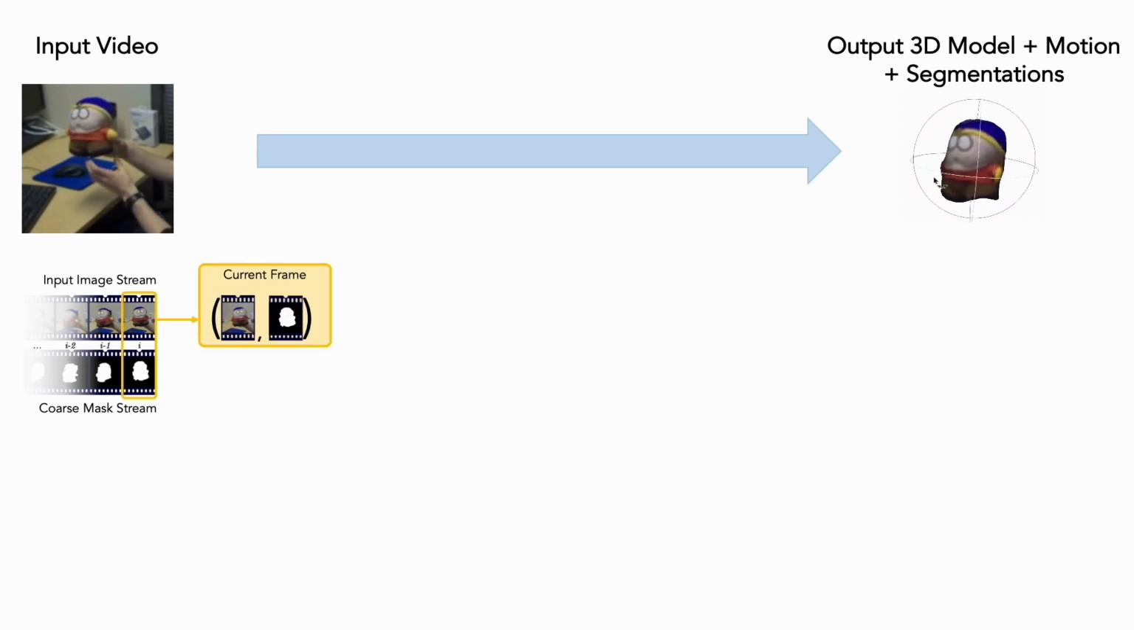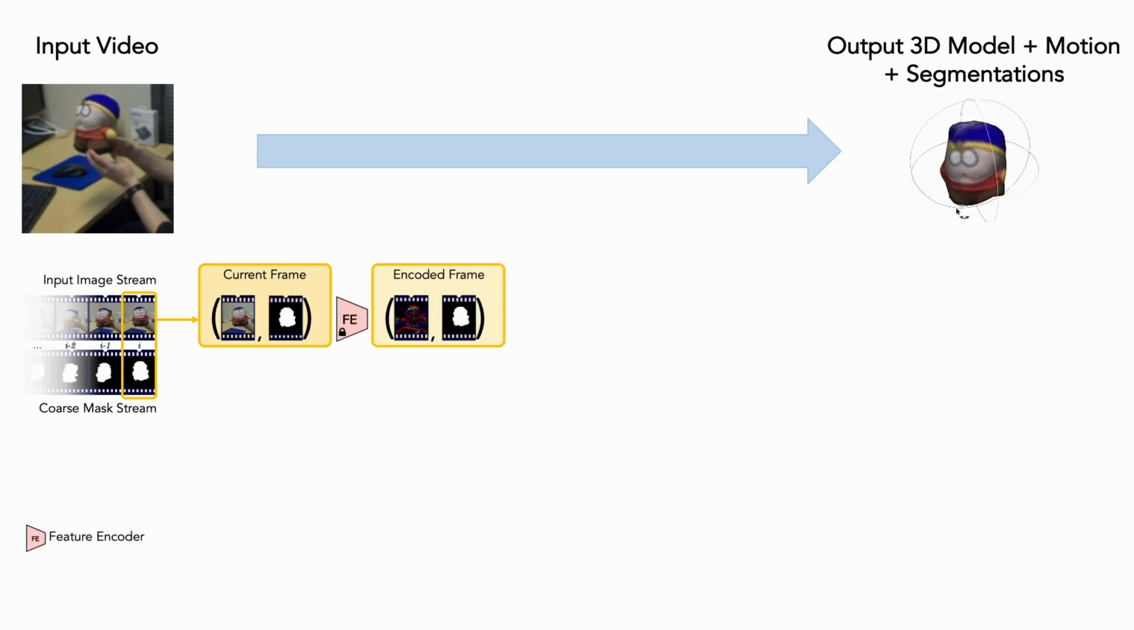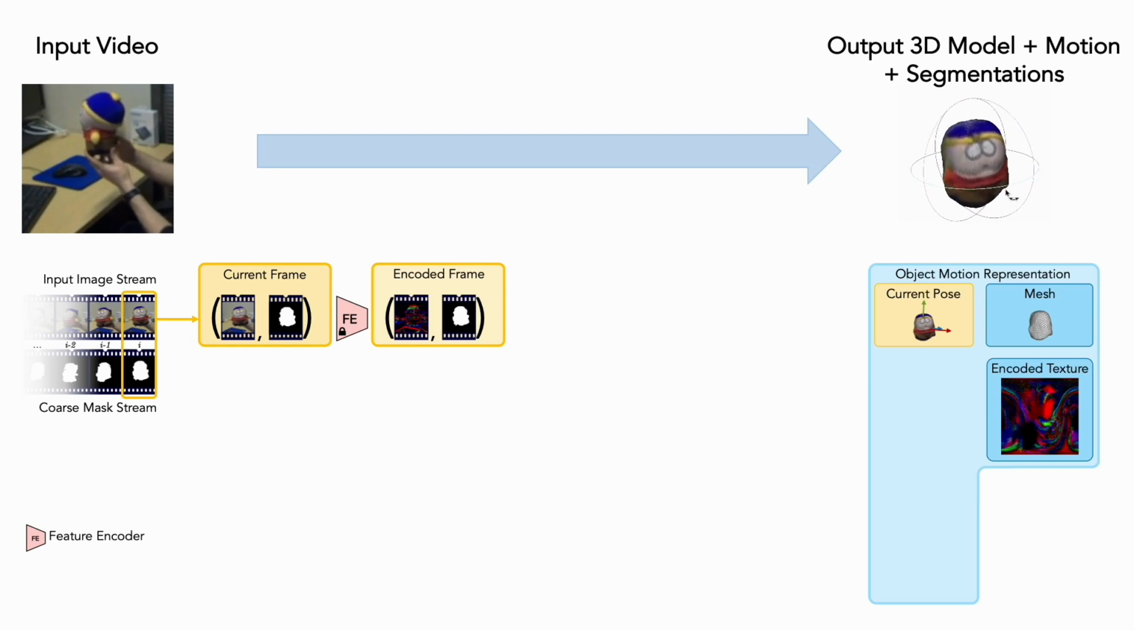Given the image sequence and corresponding coarse masks for the object, each frame is encoded with a feature encoder to improve the robustness for brightness changes on the object. The object is represented with a mesh, a corresponding texture map, and the current object pose.